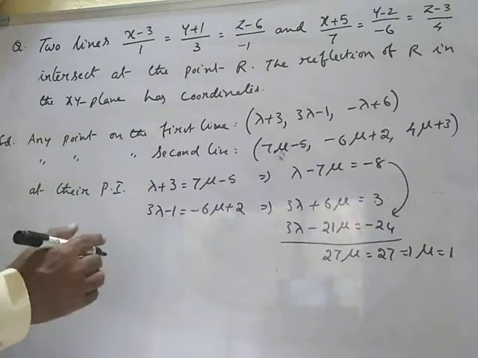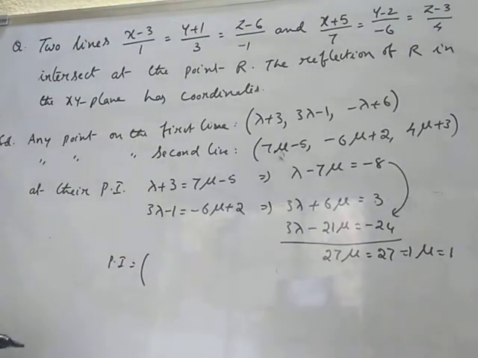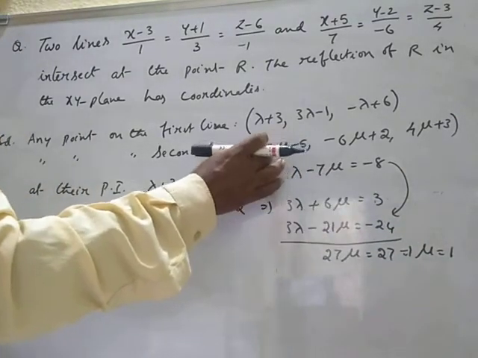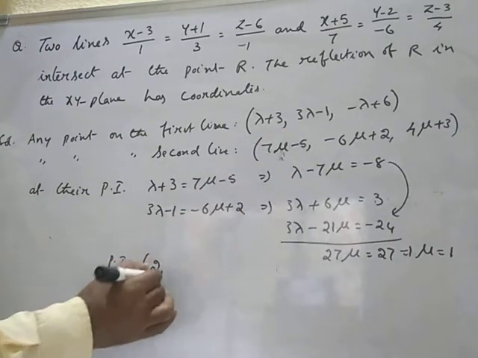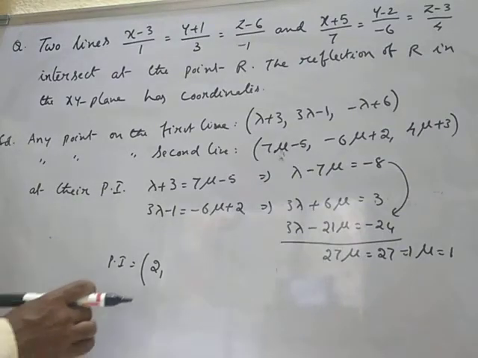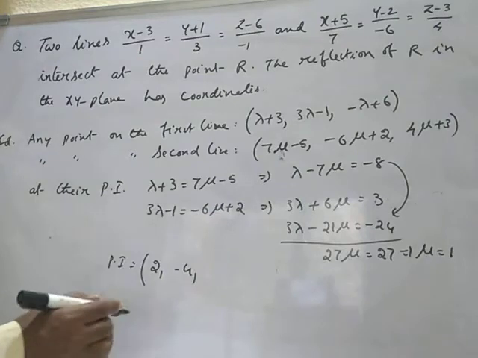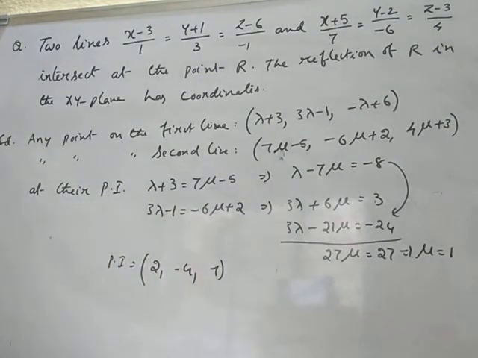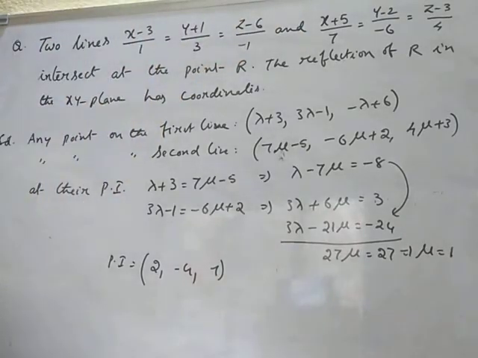Therefore the point of intersection: substitute the value of mu, we get 7 minus 5 is equal to 2, minus 6 plus 2 is equal to minus 4, 4 plus 3 is equal to 7. This is the point of intersection of these two lines, R = (2, minus 4, 7).